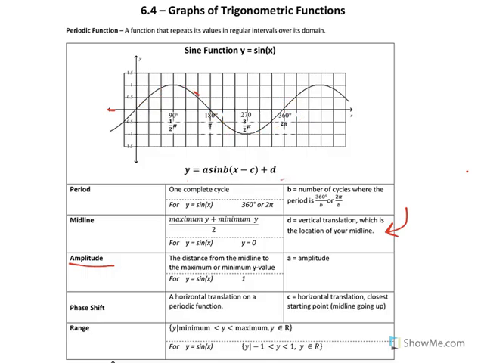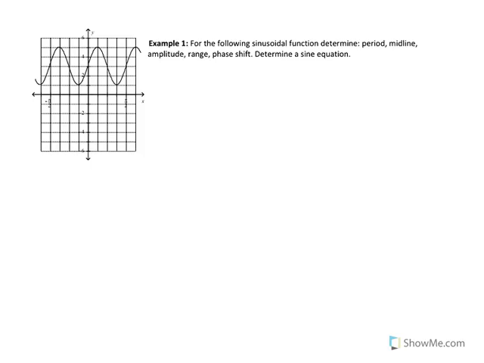And the last thing we have is this C value. It's called the phase shift. That would be if we move our graph from left to right. Okay, so let's use this information to figure out all of this stuff about the sine function. So we're going to determine the period, midline, amplitude, range, phase shift, and an equation.